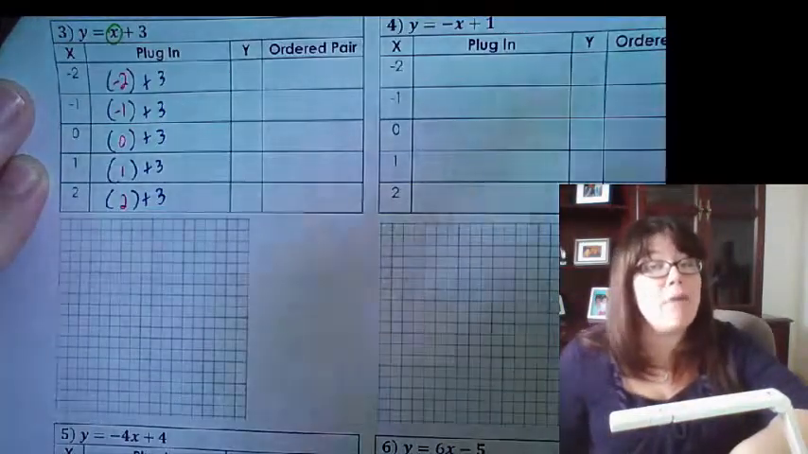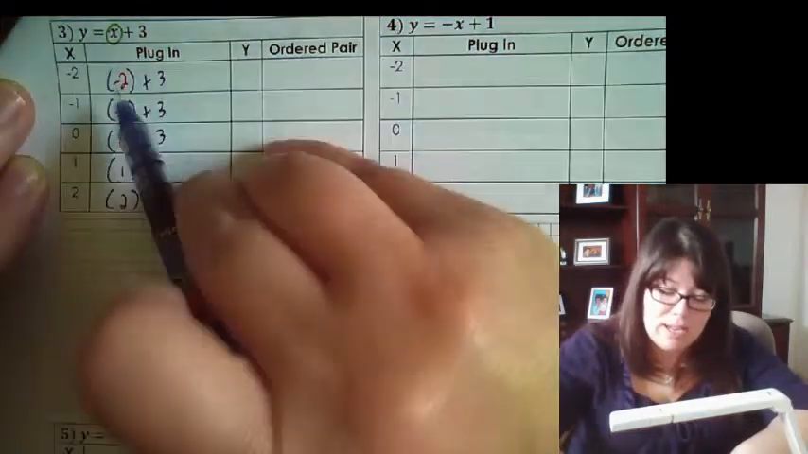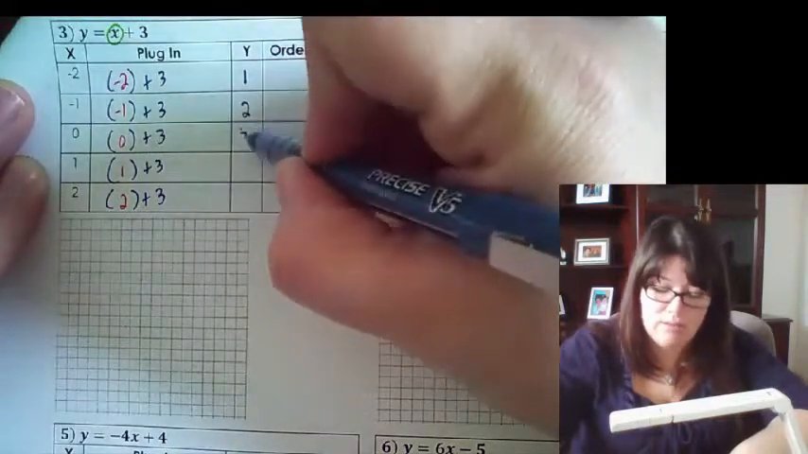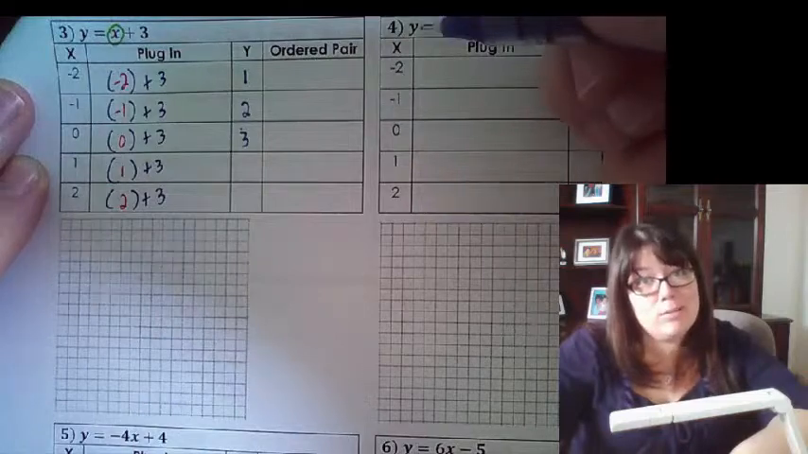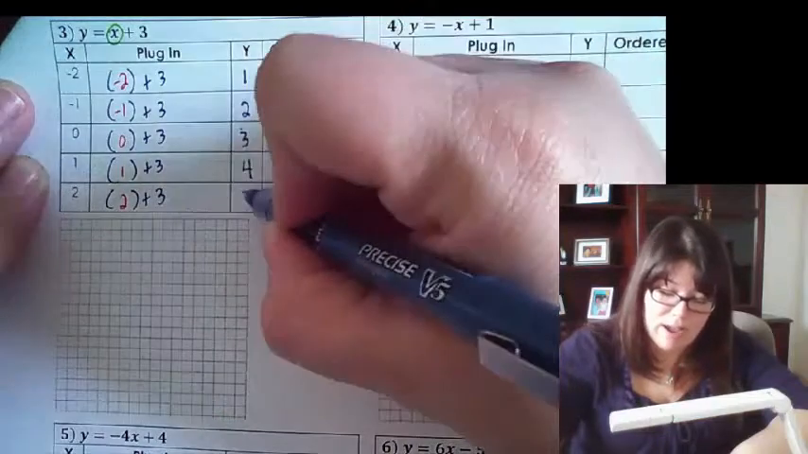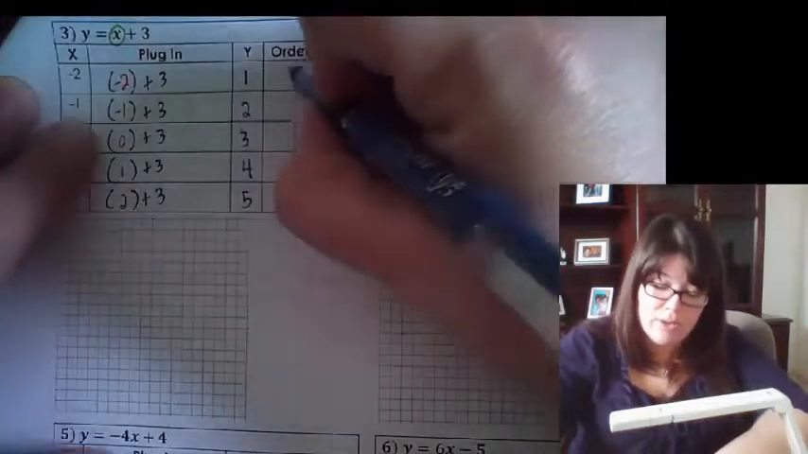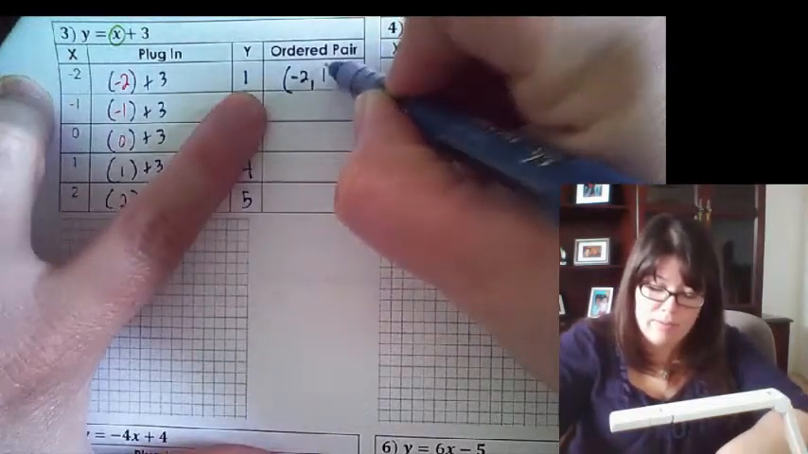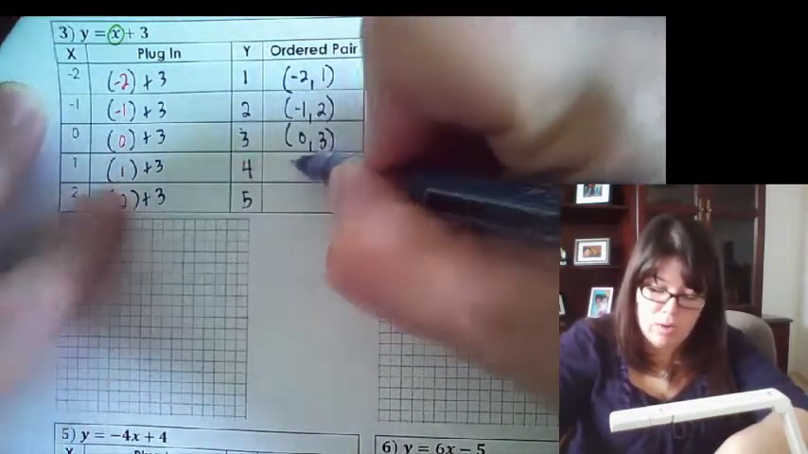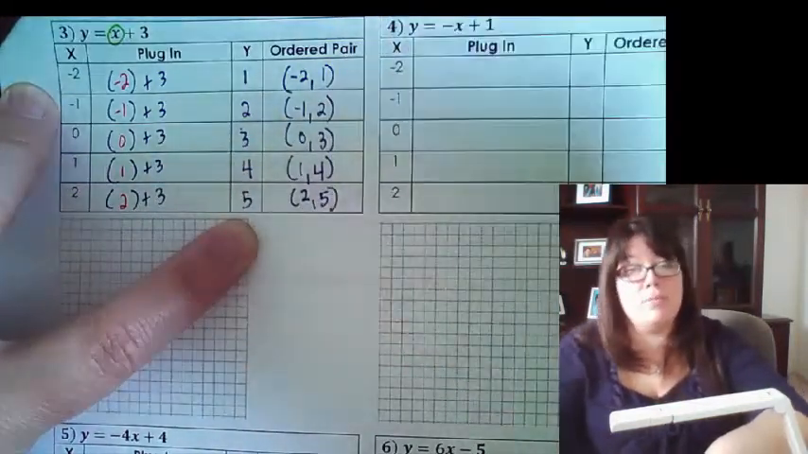And we're going to work this out using algebra to find out what our output value, or our y value, is. -2 plus 3 is just 1. -1 plus 3 is 2. 0 plus 3 is 3. Hey, I see a pattern here. Do you? I bet the next one's going to be 4. 1 plus 3 is 4. Ta-da! 2 plus 3 is 5. So then my ordered pair is going to be the x and the y connected together. So here I've got -2, 1. -1, 2. 0, 3. 1, 4. 2, 5. There's my ordered pairs.